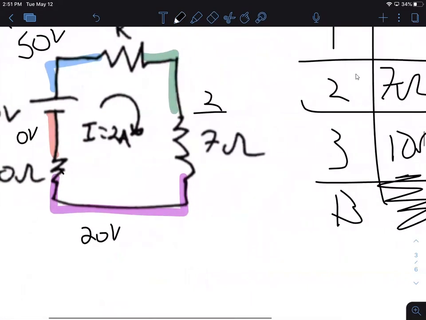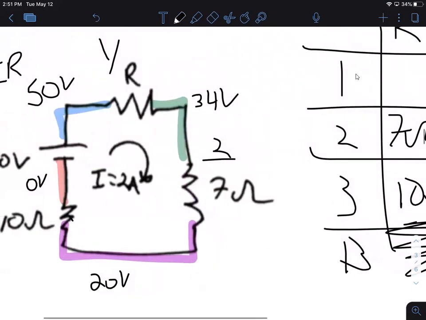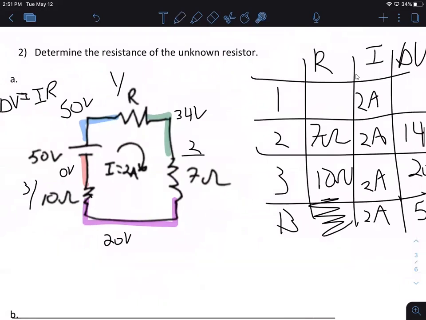All right, going along. What else can that help me with? Well, I found that this has a change of 2 amps, 7 ohms, 14. If it was 20 before that, it had to be 34. And now I know something about this resistor.